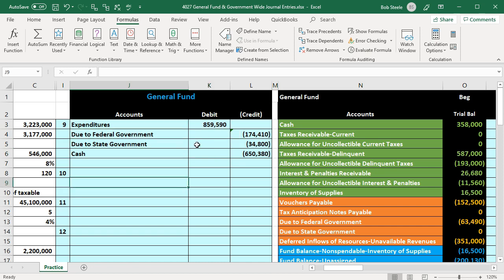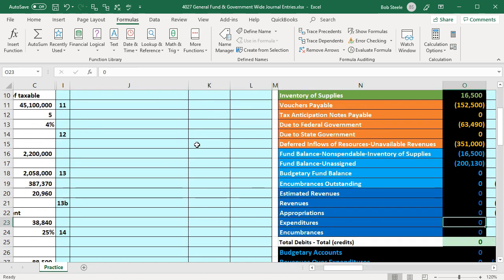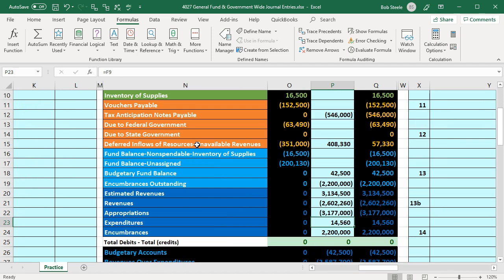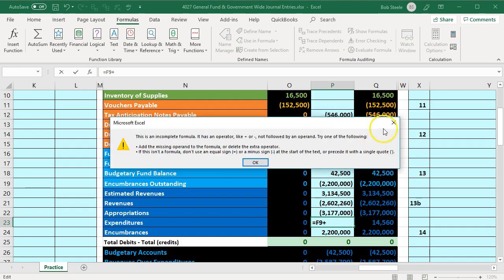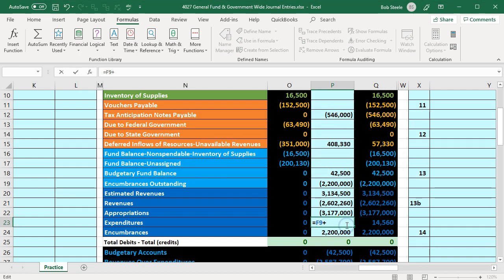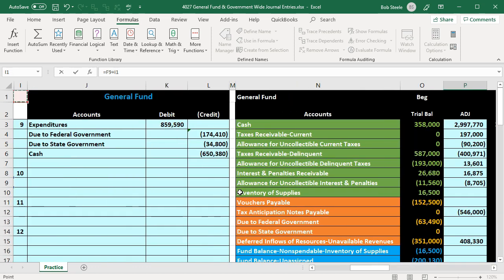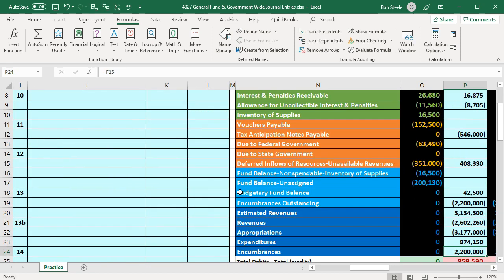Expenditures first. So we're going to scroll down to the expenditures. So that's in P23. Something's in it. Going to double click on it. Go to the end of it and say plus. Put the cursor back down. Scroll back up. And we're going to pick up the expenditures.